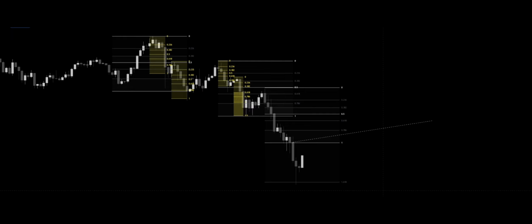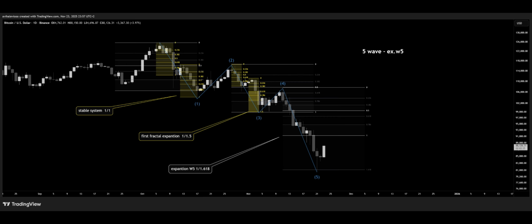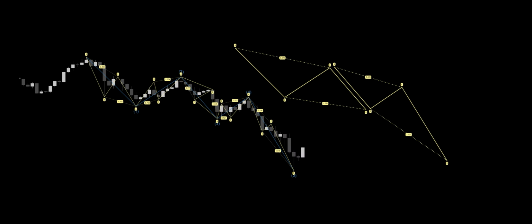This already tells me that the internal structure is breaking its uniformity and moving into a phase of chaos. And because the internal wave loses its symmetry, the next fractal that forms afterward is no longer a clean one-to-one either, it becomes something like 1 to 1.618. This change in proportion signals that the market is transitioning from order into expansion, and from expansion into a new structural phase. In this chart, each diamond represents a three-segment internal structure that together forms one larger movement.